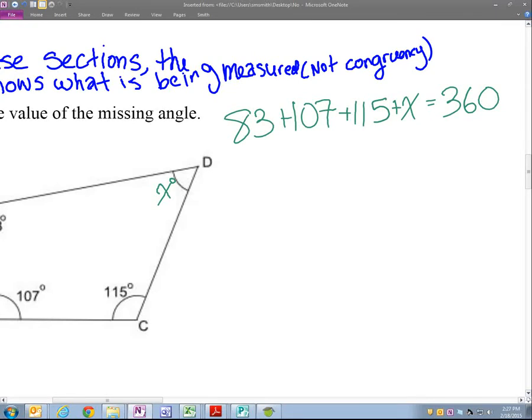It doesn't say 5 plus x. It says angle C, which is 115, plus angle x. So we have all this. Are you with me or thinking about other stuff, Johanna? Stick with me, please.